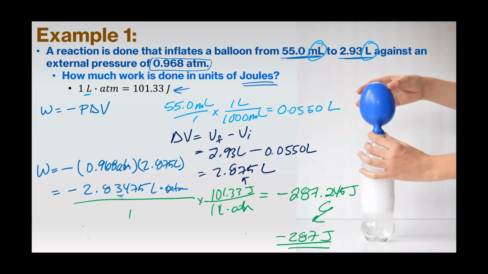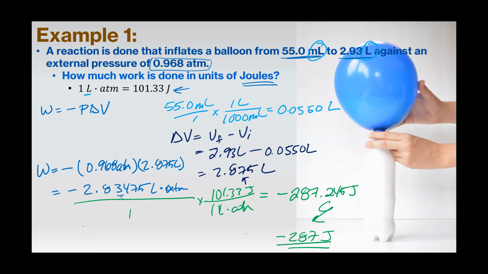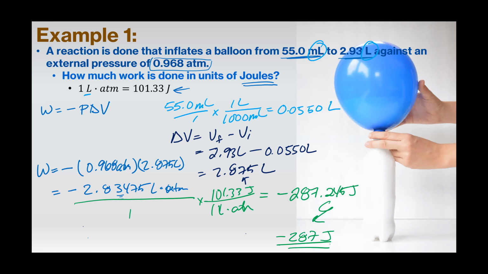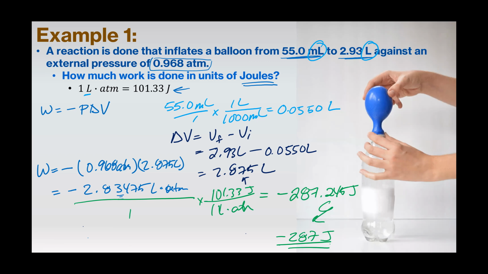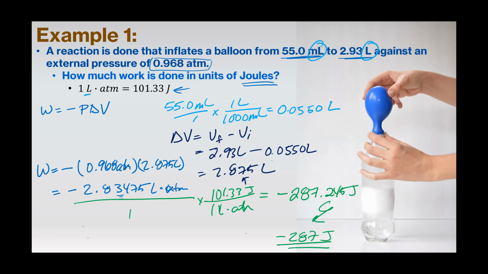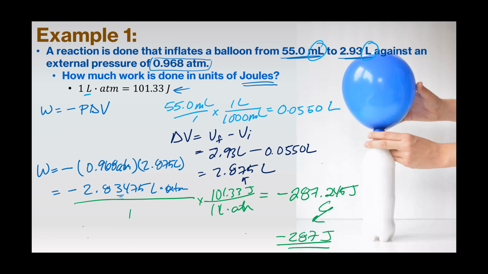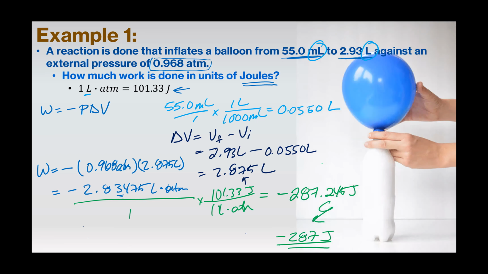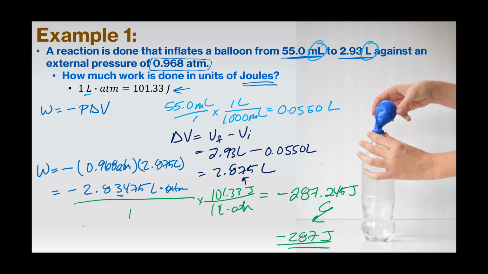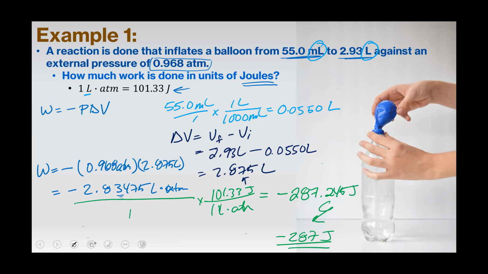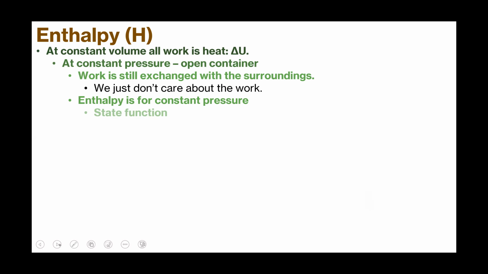If the surroundings were doing work on the system, then the volume change would have been opposite, and we would have ended up with 0.0550 minus 2.93, and this would have given us negative delta V, which negative times negative would be a positive, and the positive would be the work done on the system. All right. Now, enthalpy.